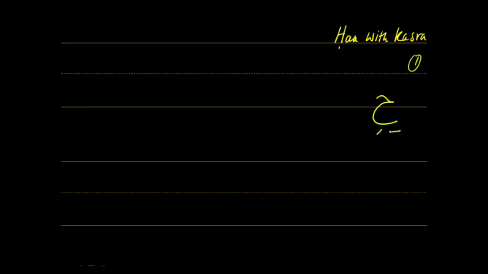See, we just write the kasra here, excuse me, below the letter. So we write here, and it's just a slanted line like this. It comes below the letter. One more time. Kasra below the letter. Now let's write it in the initial position.